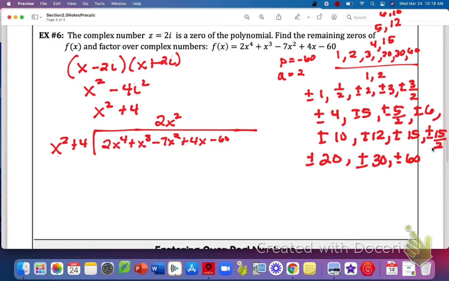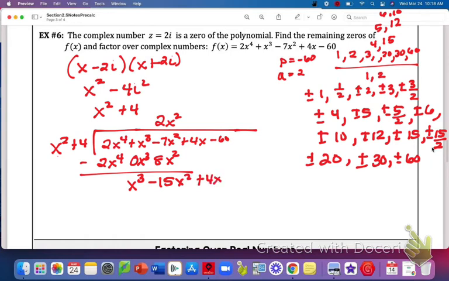Now we get 2x to the fourth, and then 2x squared times 4 is going to get me 8x squared. I'm going to put that underneath the x squared. So when I subtract, I end up with x to the third minus 0x to the third. So that's just going to be x to the third. And then negative 7 minus 8 is going to get me negative 15x squared. And then I'm going to bring down my next term, which is a 4x.